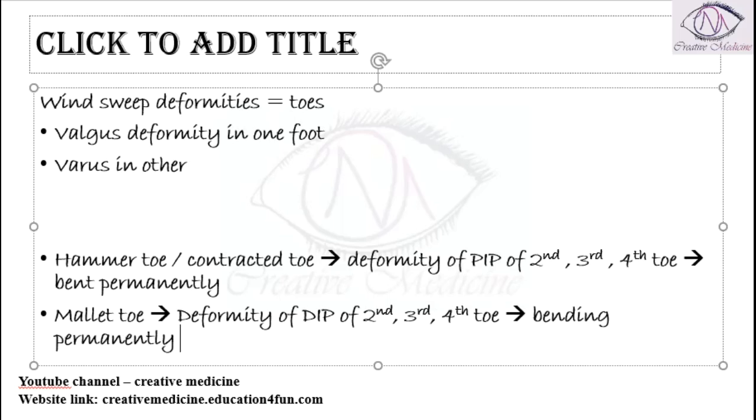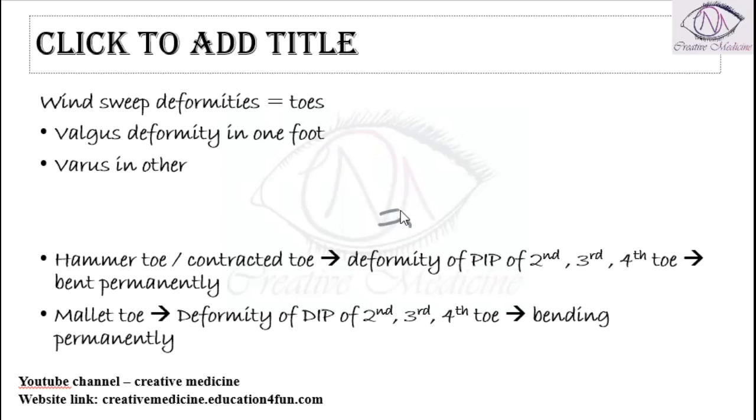In hammer toe, the deformity is in such a way that the proximal interphalangeal joint is bent. Like if this is the proximal interphalangeal joint, it is bent like this. This is hammer toe. In mallet toe, the distal interphalangeal joint is bent permanently.